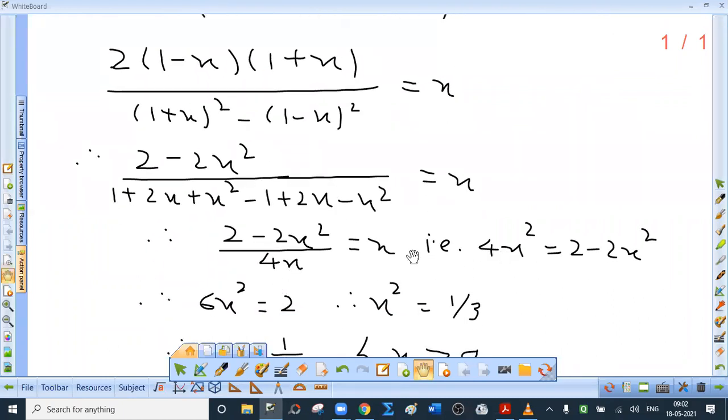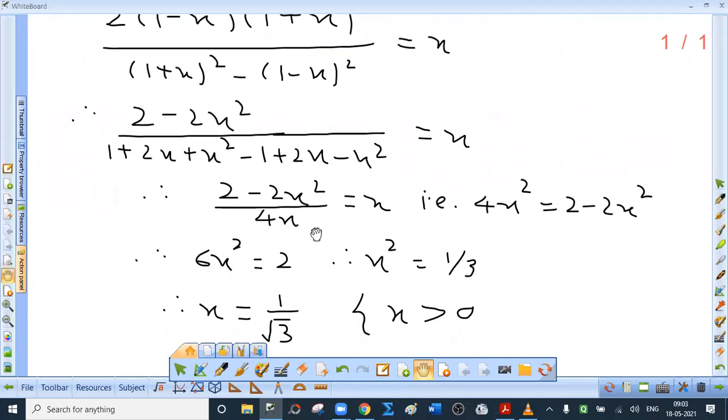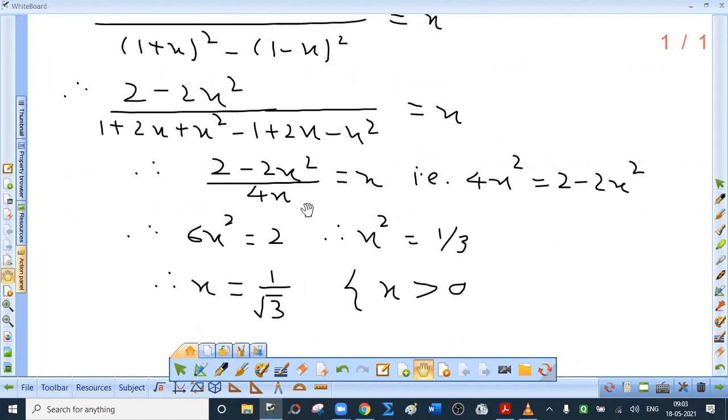4x square equal to 2 minus 2x square, that is 6x square equal to 2. So x square equal to 1 by 3. You may say x equal to plus minus 1 by root 3. No, the only answer is x equal to 1 by root 3 because x is given to be greater than 0.